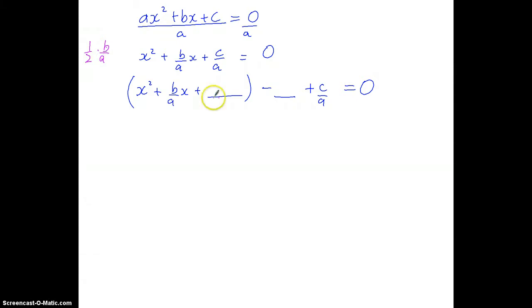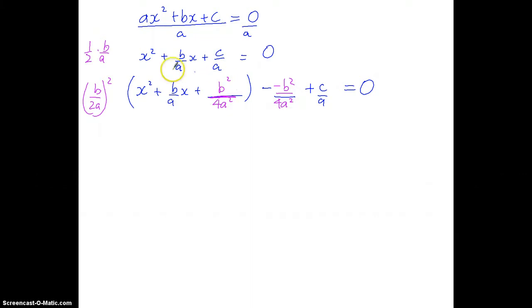So now we've got to square that. So we've got b over 2a squared. So we're going to have here b squared over 4a squared. Put the fraction bar there. But now I've added my b squared over 4a squared, so now I've got to subtract that again. Minus b squared over 4a squared.